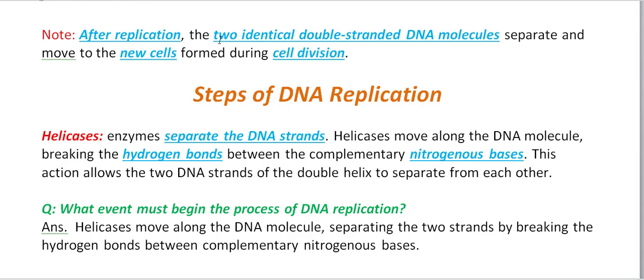After replication, we get two identical double-stranded DNA molecules. Focus on this: a DNA molecule consists of two strands, so two DNA molecules consist of 4 strands. These move to the new cell formed during cell division.